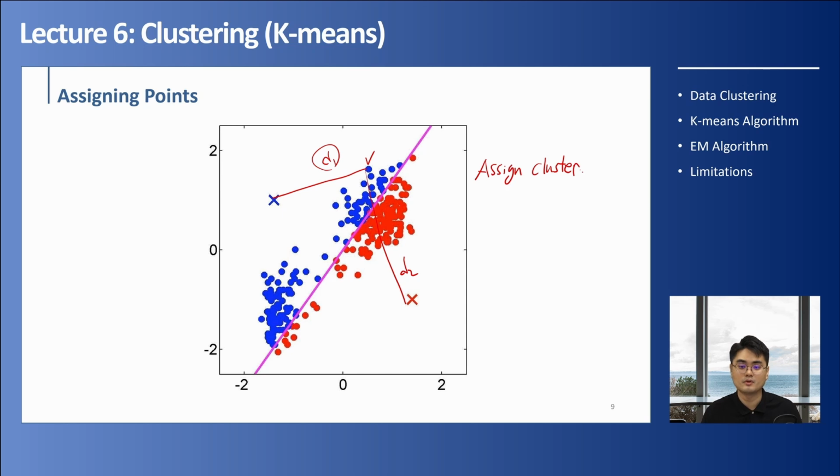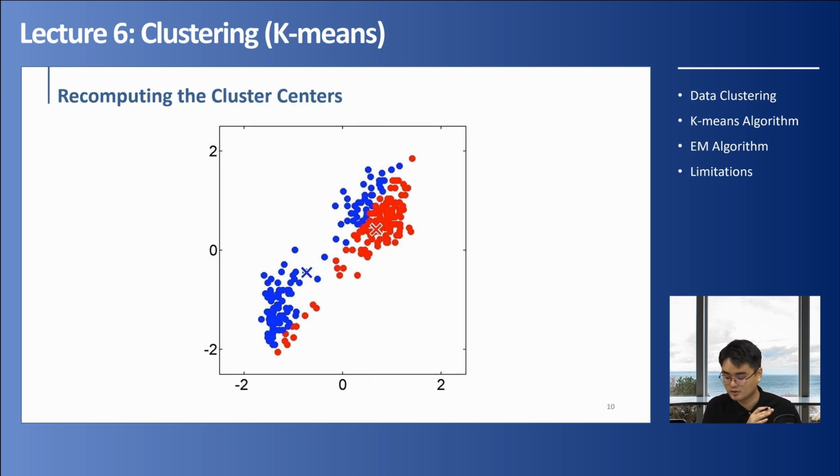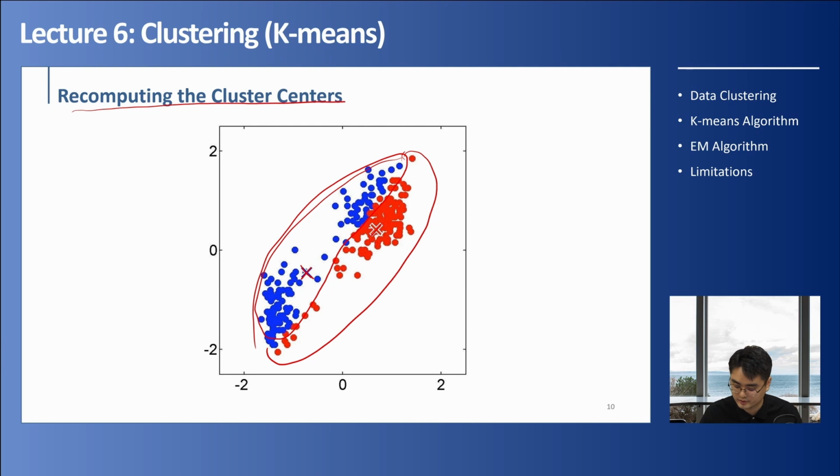Then the next step after assigning clusters is to move the centroids. So we need to recompute the cluster centers. Once we assign our cluster labels, or our cluster index, we're going to calculate the mean coordinates of these data points and then move the cluster centroid to here. Similarly, for the red cluster, we also do the same one here. So what we need to do here is move our centroids. That was step 1 and 2.